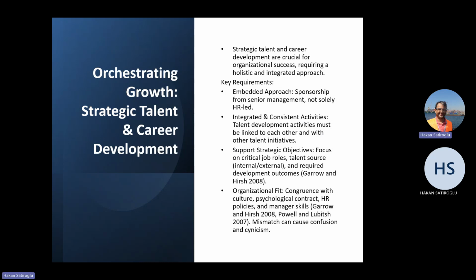Okay. So your challenge is to be the architect of this integrated approach, ensuring talent strategy is a golden thread woven through every aspect of business. So these are the points: an embedded approach, integrated consistent activities, support for strategic objectives, and organizational fit.